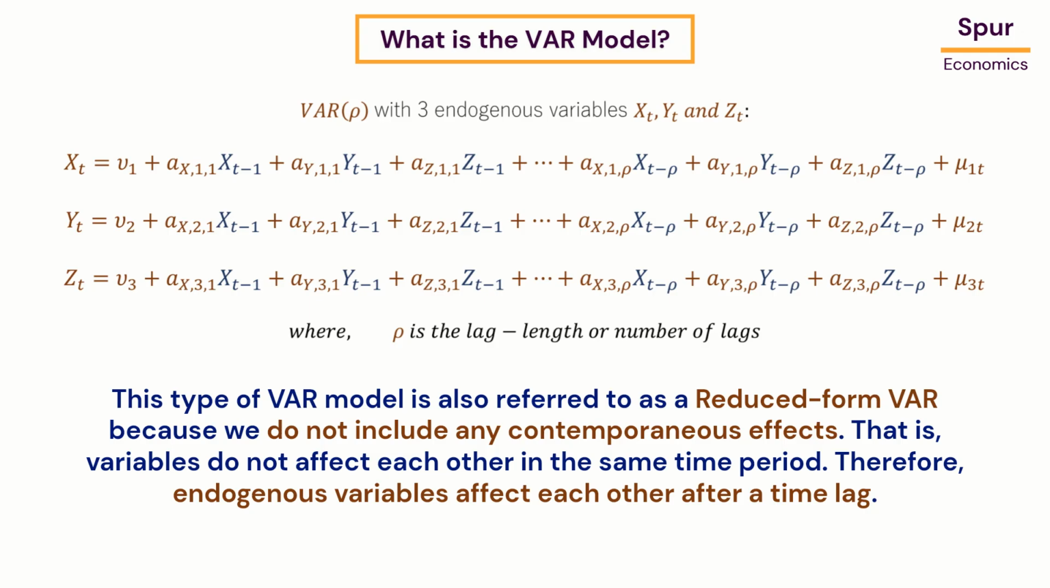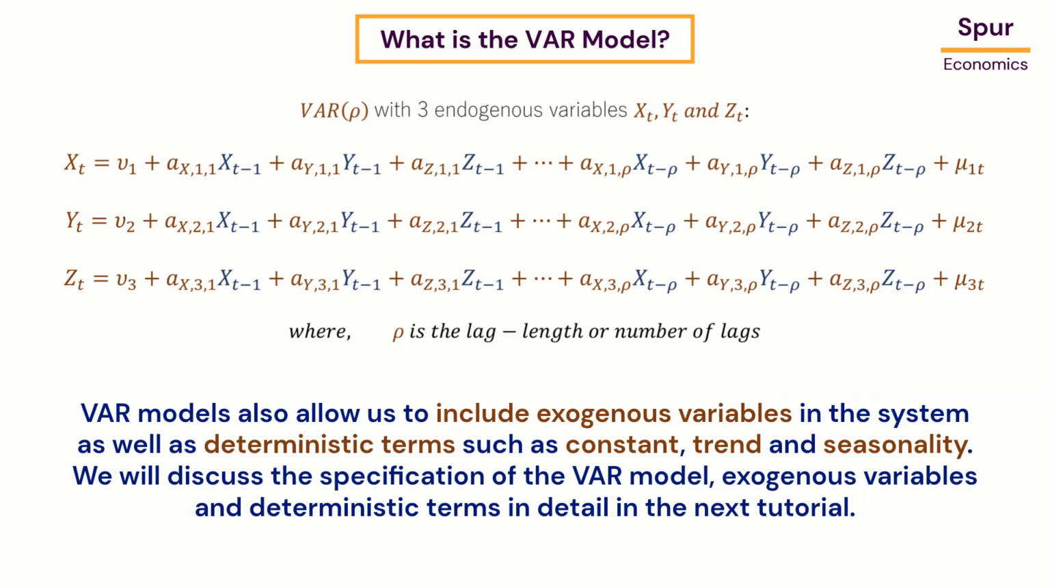This type of VAR model is also referred to as a reduced form VAR because we do not include any contemporaneous effects. That is, variables do not affect each other in the same time period. Therefore, endogenous variables affect each other after a time lag. VAR models also allow us to include exogenous variables in the system as well as deterministic terms such as constant, trend, and seasonality. We will discuss the specification of the VAR model, exogenous variables, and deterministic terms in detail in the next tutorial.